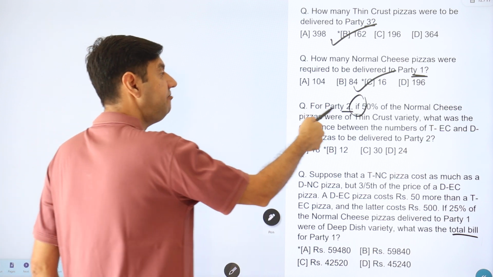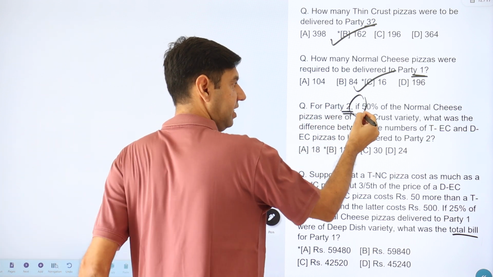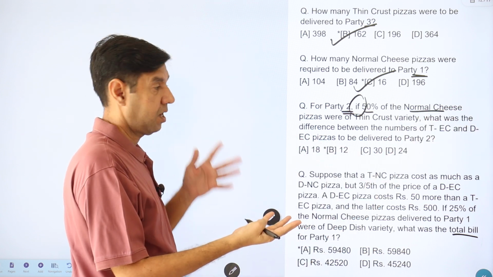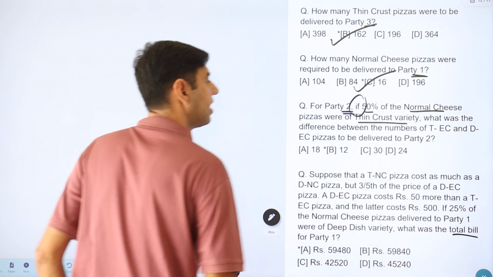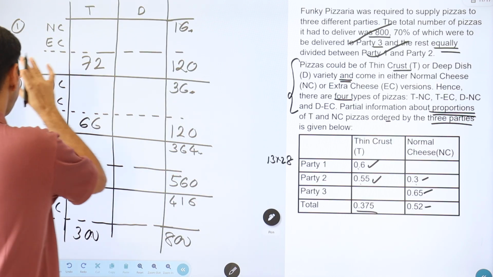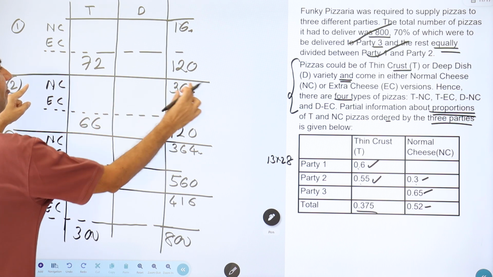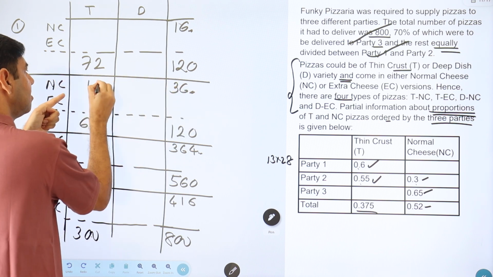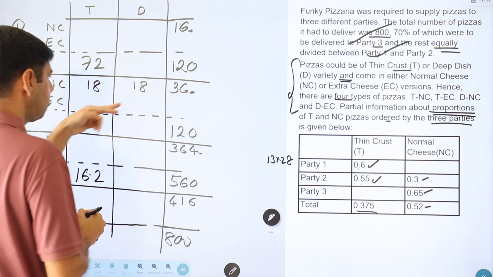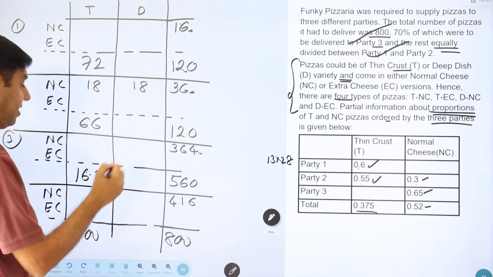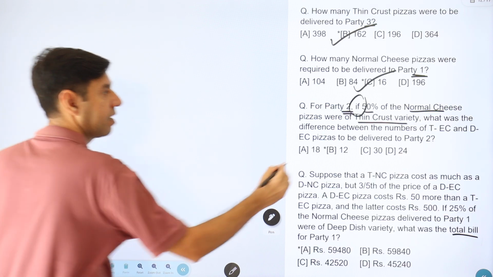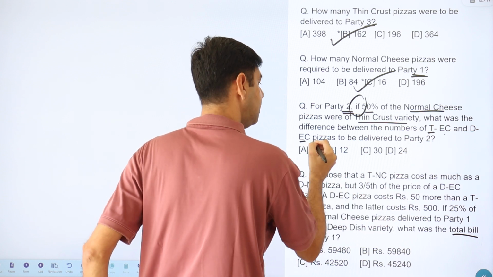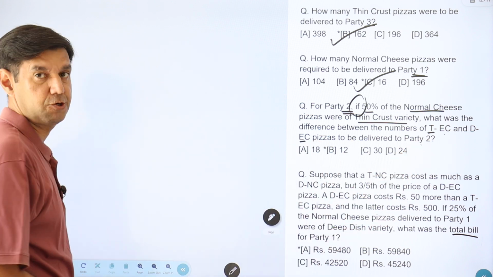Right now, for party 2, the middle one, 50% of normal cheese was of thin crust variety. For party 2, 50% of normal was thin crust. 50% of this, so half. So this is 18 and this is 18. And once you have these numbers, you can obviously fill in the others. So let's go ahead and see what is asked. What was the difference between the numbers of thin crust extra cheese and deep dish extra cheese for party 2?